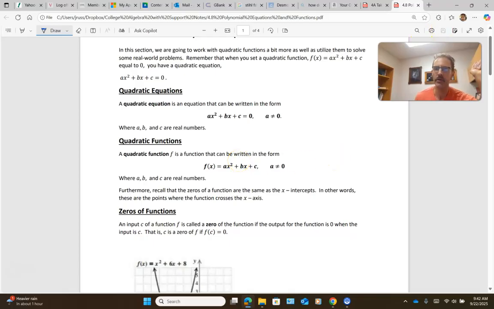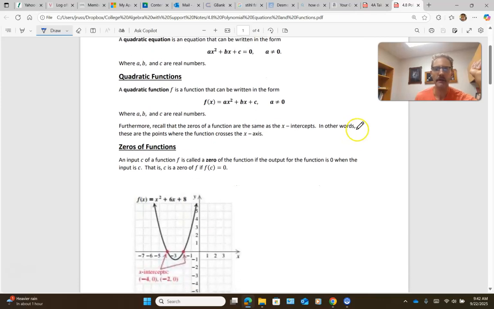I wanted to review, because there's a couple problems in your homework, the zeros of a function. That's really what we were working on in section 7.4, finding the zeros of all of those different quadratic functions. To find the zero of a function, you take your function, set it equal to 0, and solve it for x. In other words, it's the values for x such that if you substitute them into the function, they'll give you a value of 0.